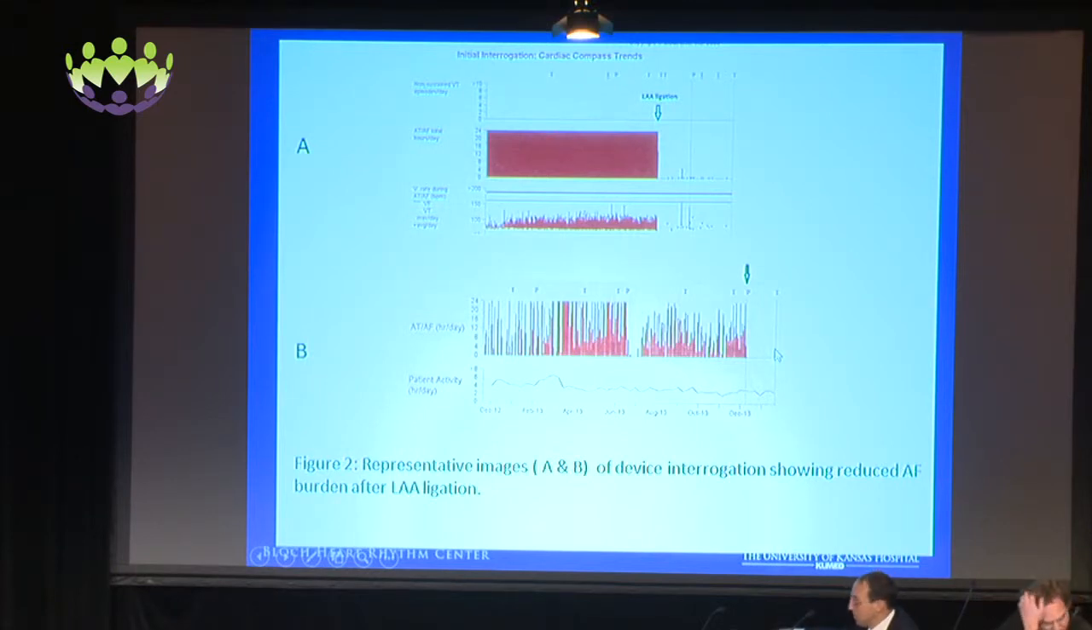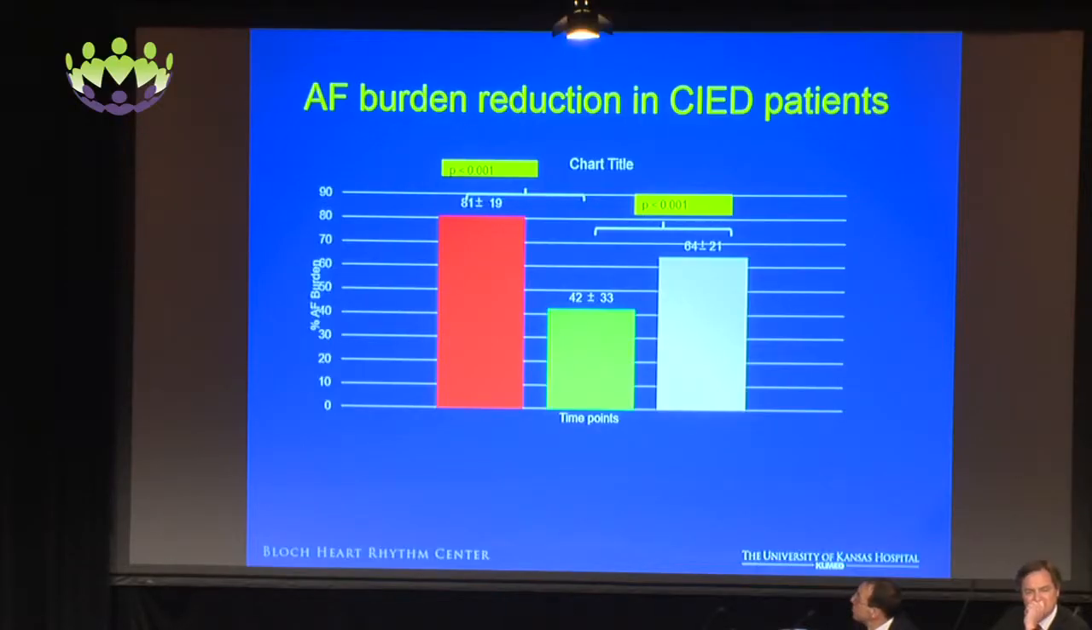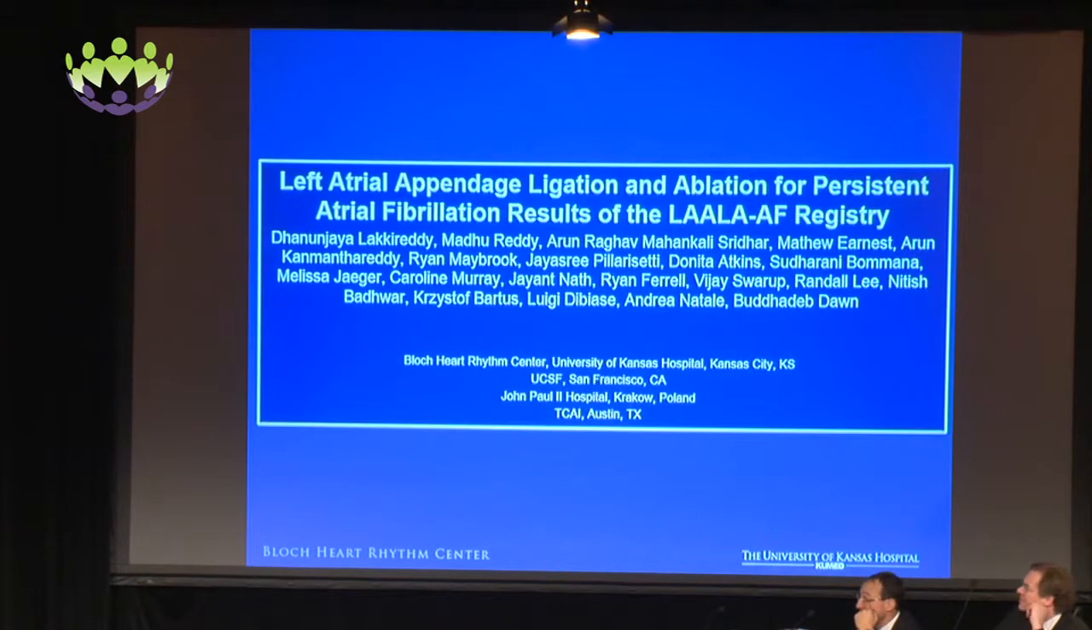This may not be something that you see in everybody, but there are more than a few patients that when you ligate off the appendage, you do get a significant drop in the AFib burden. So we have noticed a drop from 81 to 42% acutely at 3 months, and then at about 12 months, this number still persists to be reasonably good, about 65%.